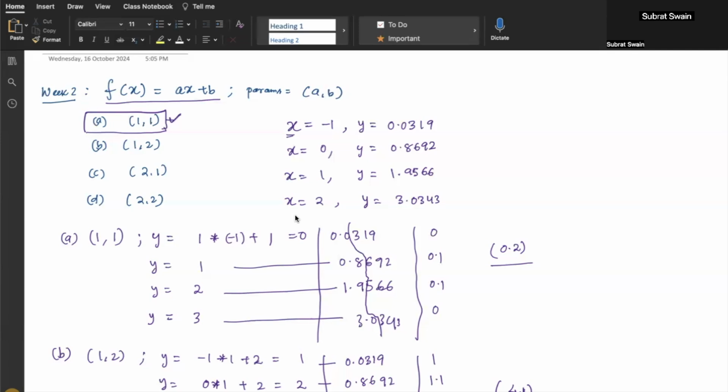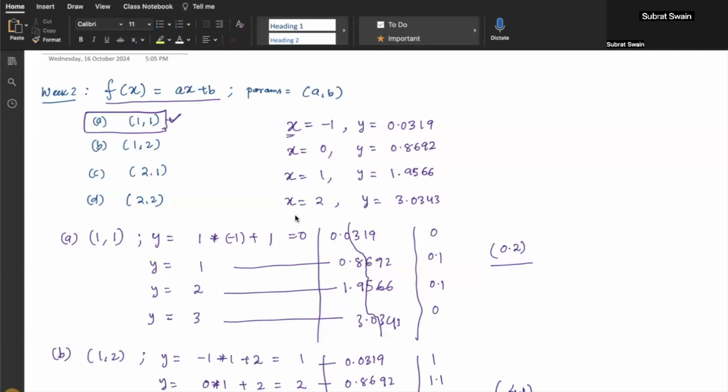Given this set of x and y pairs, we need to find the best value of a and b. The procedure is that we will first go along all the options that we have in our question: option A is 1 and 1, option B is 1 and 2, option C is 2 and 1, option D is 2 and 2. After going through all these options one after another, we will find the value of y for all these corresponding options, and once we get the values, we'll pick the option with the lowest value.